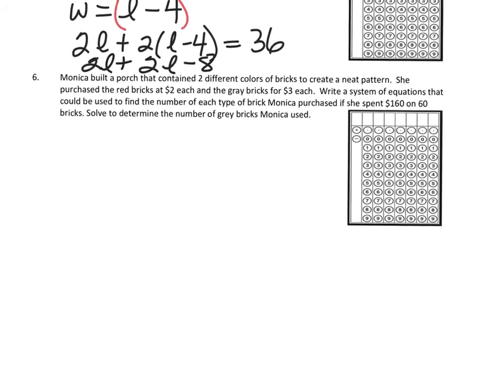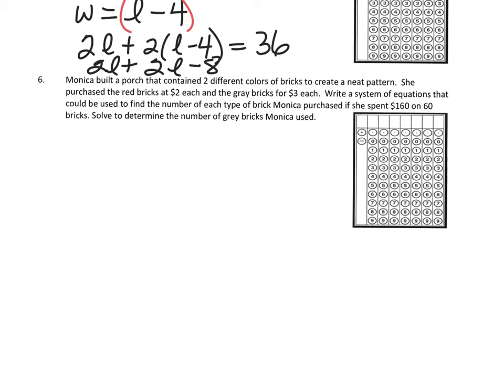Monica purchased a porch that contained 2 different colors of brick to create a neat pattern. She purchased the red bricks at $2 each and the gray bricks for $3 each. Write a system of equations that could be used to find the number of each type of brick Monica purchased if she spent $160 on 60 bricks. Solve to determine the number of gray bricks Monica used.